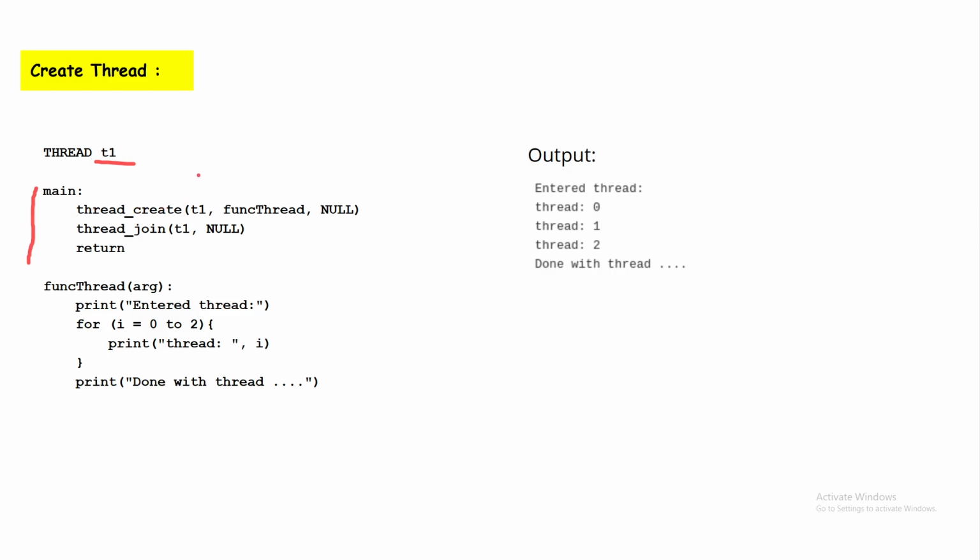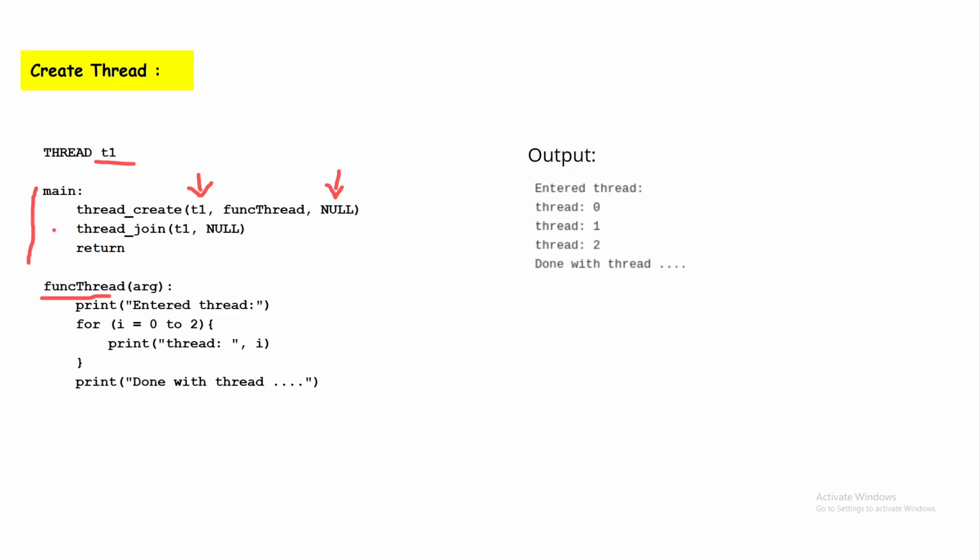It will take the declared thread T1 as the parameter, and it will also take the second parameter as a function that will run whenever the thread is executing. In our case, the function is functhread, and the final parameter is basically null because we are not passing any kind of arguments into this thread function.